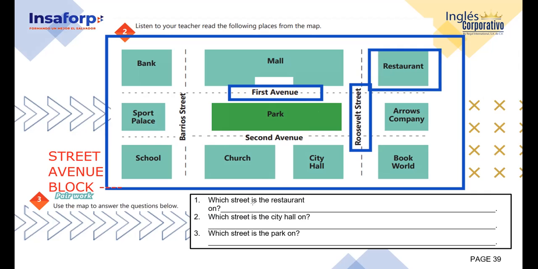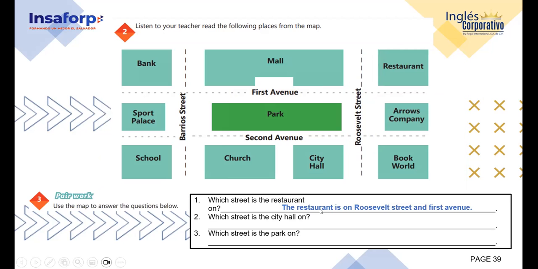It's on Roosevelt Street. Vaya, miren, aquí es donde vamos a ir utilizando nuestras preposiciones. Un segundo, acá está. Vale. ¿Por qué? Porque dice que está sobre, ¿ok? So, se veía on, ¿verdad? Roosevelt Street. Y aquí le agrega algo más, miren.